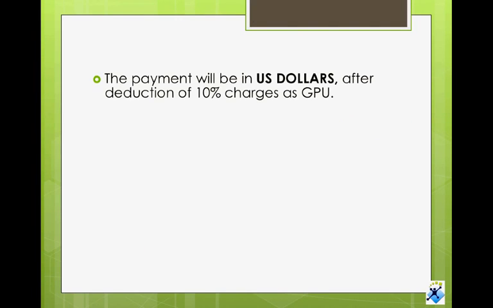Now, some more important information before we conclude. Whatever income I've shared with you, 10% of it will be deducted as GPU. Now, GPU stands for Group Product Usage. Now, again, this is not any kind of tax. This is basically a charge which the company deducts only in the Asian market. Why exactly is the company doing that?